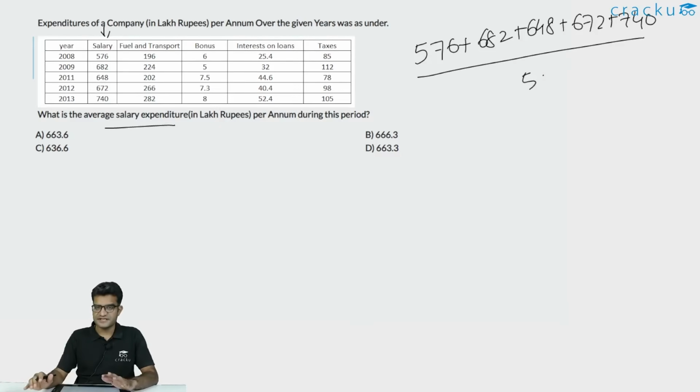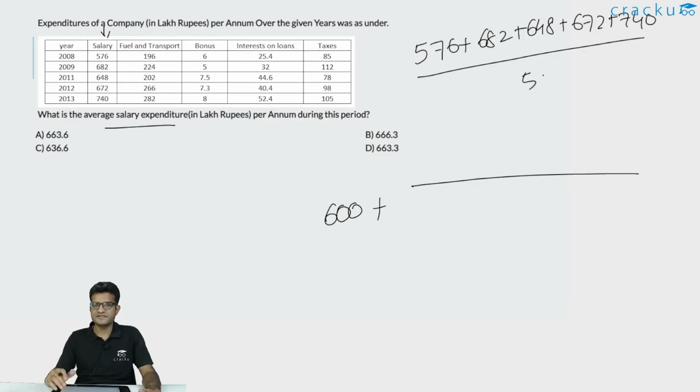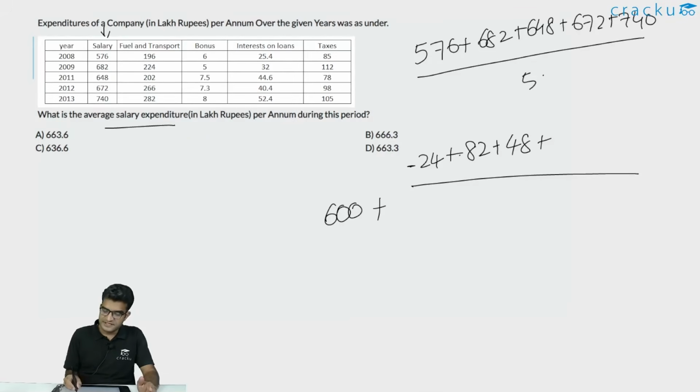So let us first take 600 out. We are going to say that this is equal to 600, and we will calculate how much each one of them differs from 600. That is, from each one of them we are subtracting 600. What is 576 minus 600? That is minus 24. What is 682 minus 600? That will be clearly 82. Then 648 minus 600 is 48. 672 minus 600 is 72. And 740 minus 600 is 140.